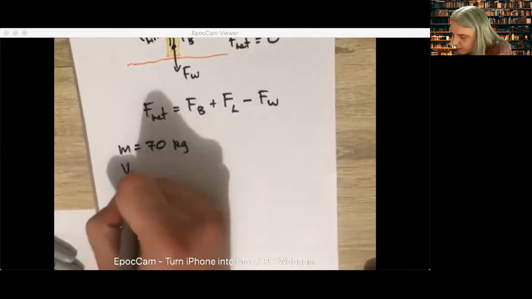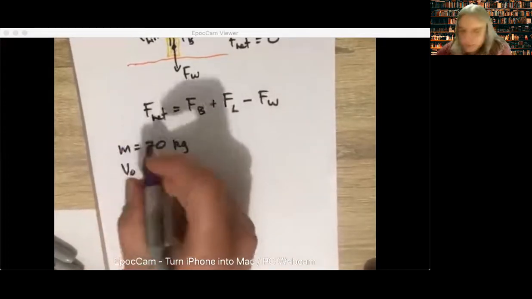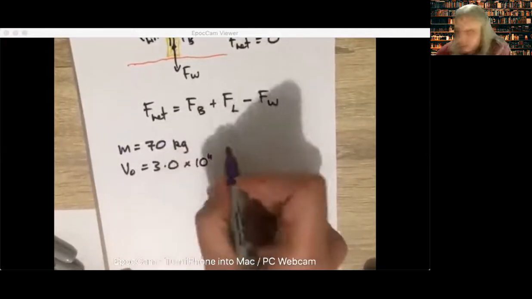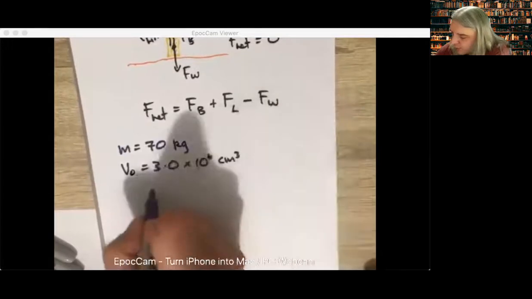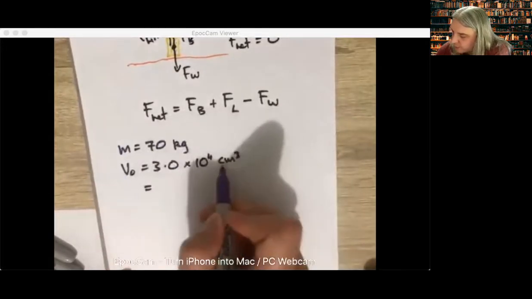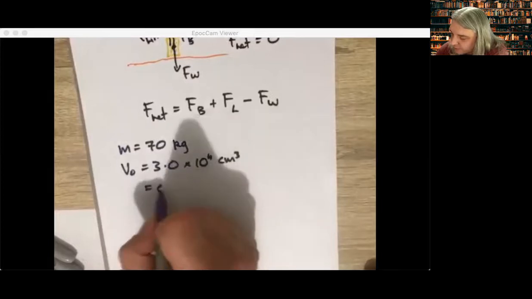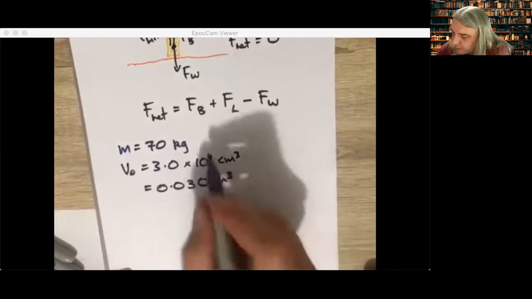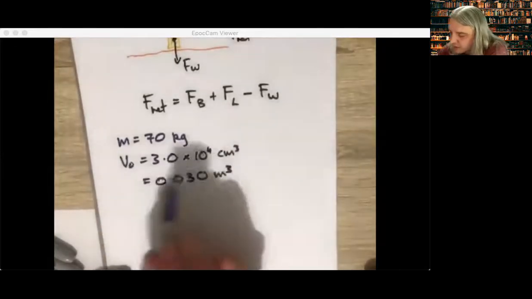Volume of the object is equal to 3.0 times 10 to the 4 centimeters cubed. Centimeters cubed, so we need to divide by 100 3 times. So it'll be 0.030 meters cubed. Double check that calculation for me.